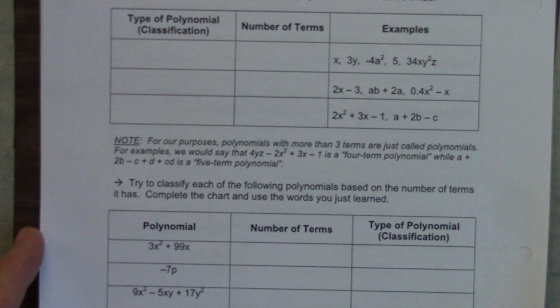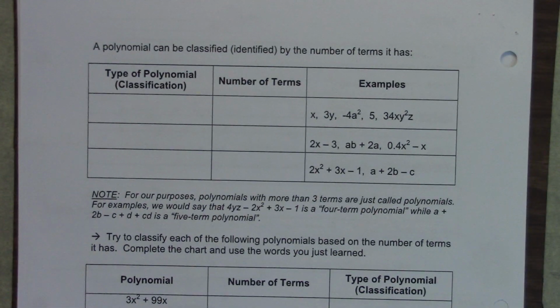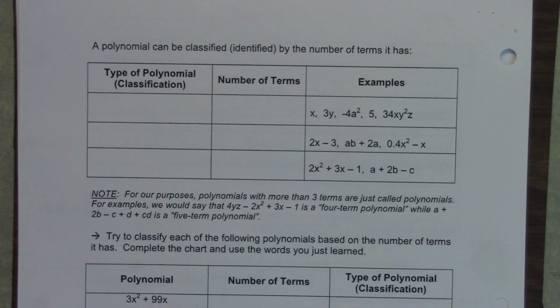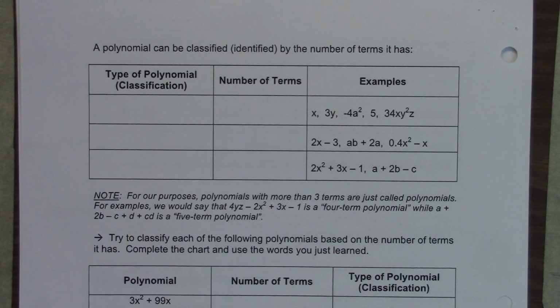Okay, a polynomial can be classified by the number of terms it has. So, we've reviewed all this, right? Do you remember what the three types of polynomials there are?